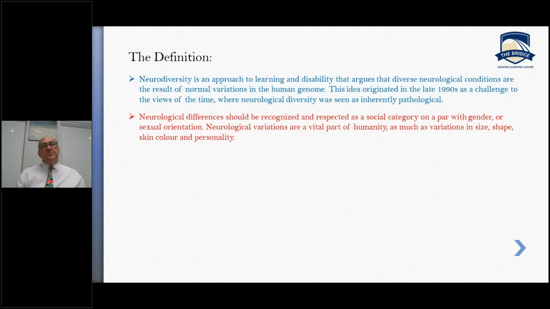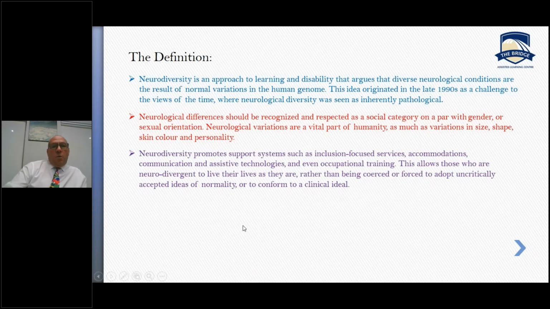Then if we look a little bit further, we should recognize neurological differences as being the same as maybe social categories. So on a par with maybe gender, sexual orientation, that's all it is. It's a category, differences, that's all. Neurological variations are a vital part of all of us, of humanity, such as variations in size, shape, skin color, personality. All differences, we need it throughout the world. We need those differences, and it's the same for brain differences, neurological differences. And I think that's really what it's all about there.